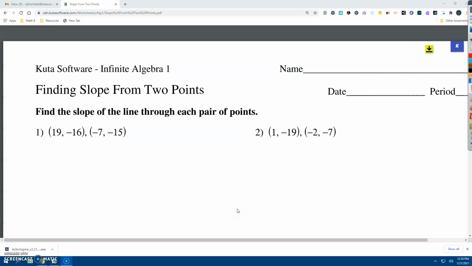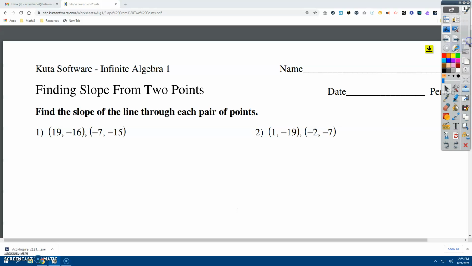We're going to take a quick look at how you find slope given 2 points. This is just a quick review from what we did in class today. We will be taking a quick look at 2 problems. But first, before we do, we need to realize that slope will always continue to be, right?